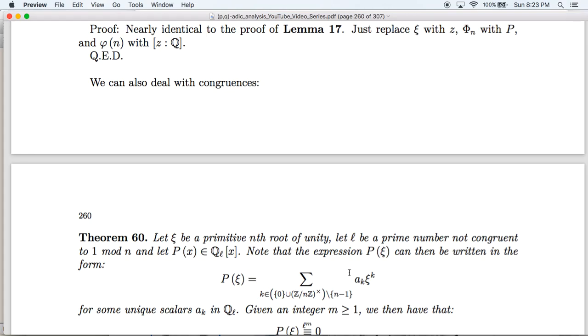Then, by using cyclotomic polynomials to simplify everything, we can rewrite P of C as a sum of AK times C to the K, where the AKs are unique scalars in QL, and we are summing over K. K is going to be 0, that's the constant term, and then it takes every value in Z mod nZ cross except for n minus 1, because the nth minus 1 value is related to all of the others via the cyclotomic polynomial relation.